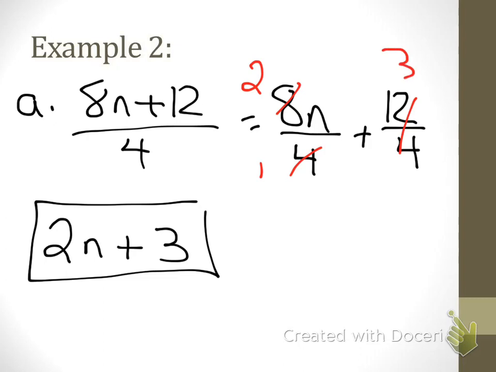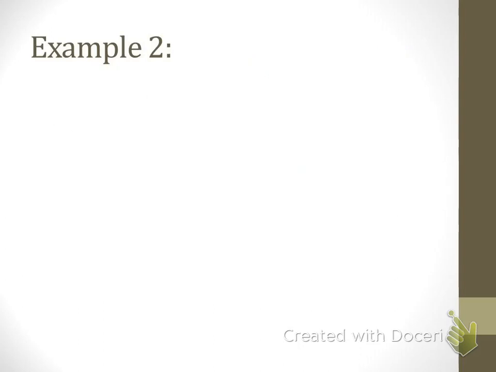you cannot combine unlike terms when you're adding and subtracting. Now let's look at B.